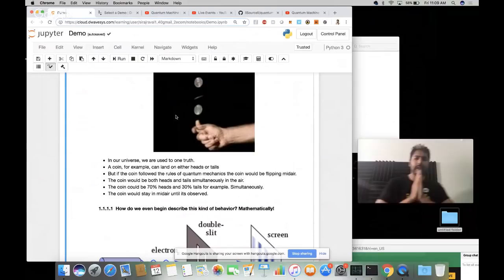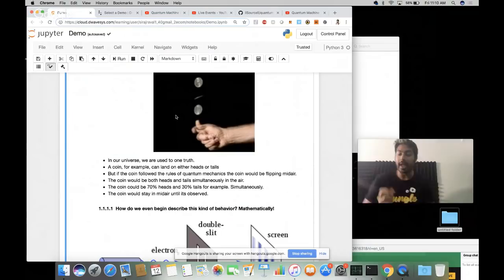But at the quantum level, there are multiple truths. A coin can be in both heads and tails at the same time. So in our reality, when we flip a coin, okay, so I'm demonstrating, we flip a coin, we look at it, we know that it's going to go up, we know that it's going to go down, we know that it's going to land on heads or tails.